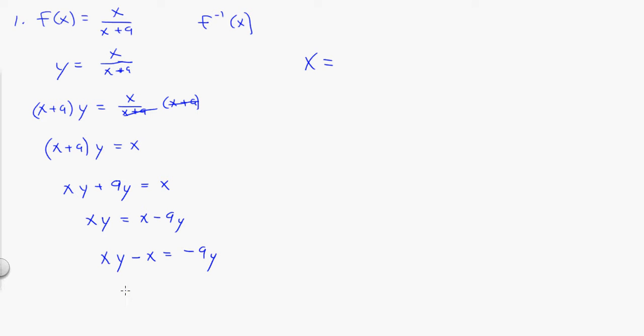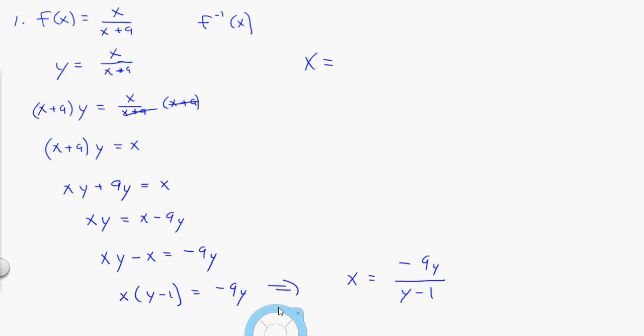So I just took that x and moved it over here by subtracting x from both sides. Now this is saying x times y minus 1 equals minus 9y. This means that x equals minus 9y over y minus 1. So those are the steps.